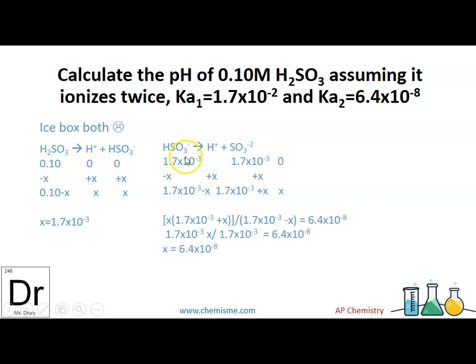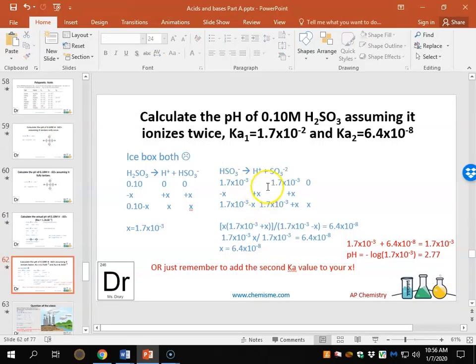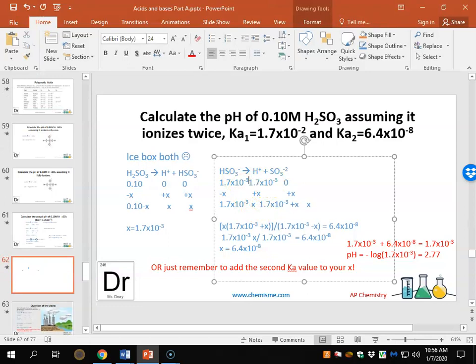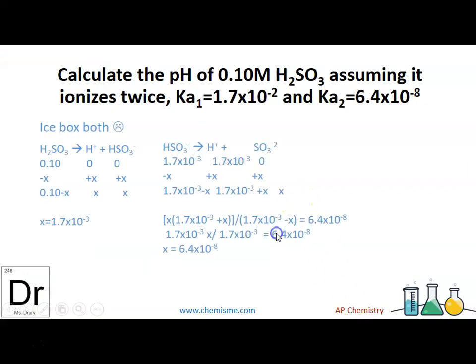So the second time it loses its ion, it started as H₂SO3 here. There was 1.7 times 10 to the minus 3 of them. But remember, there's also 1.7 times 10 to the minus 3 of the hydrogens. I know this is a little off. Let me just fix it really quick so it doesn't look so ugly. Right? So there you go. Maybe it's a little easier to read now.